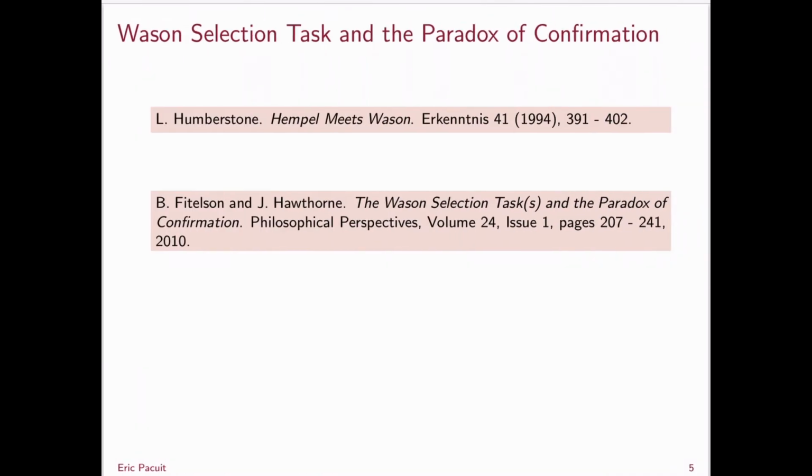I just want to end by pointing to two papers that draw an interesting connection between the Wason selection task and this paradox of the ravens, or this paradox of confirmation. I'm not going to go through any of the details, but I just want to point out that these papers highlight the fact that perhaps the reasoning that leads people astray in the Wason selection task is the same as, or at least very similar to, the reasoning that I just went through that leads people to think that a red jacket confirms that all ravens are black.